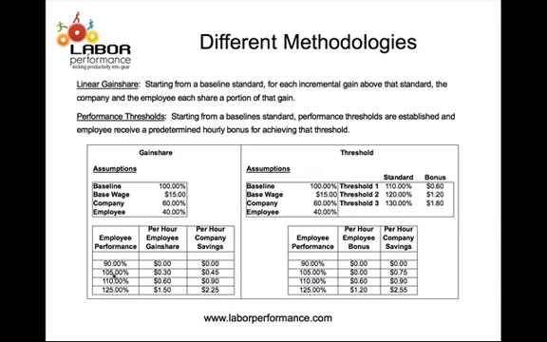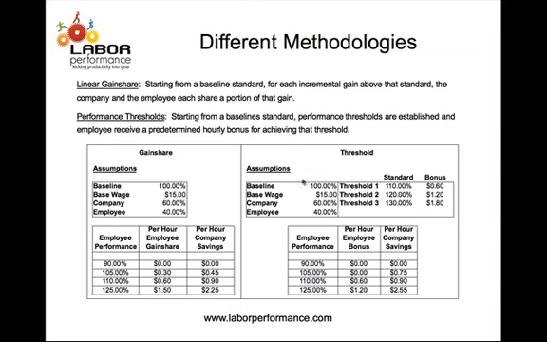At 105%, the employee gets a 30-cent per hour bonus and the company saves 45 cents an hour in addition to the 30 cents. So basically a total of 75 cents an hour of value is created. 30 cents goes to the employee, 45 cents goes to the company. And then incrementally 110% and 125% breaks out accordingly.